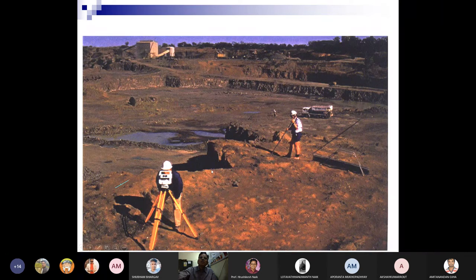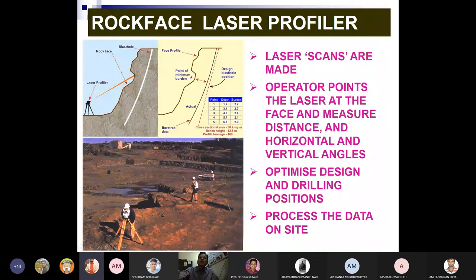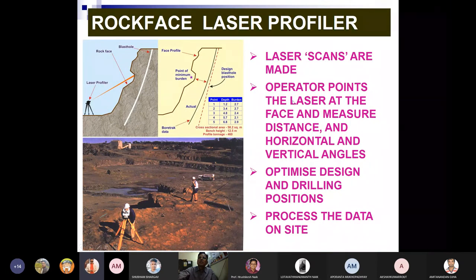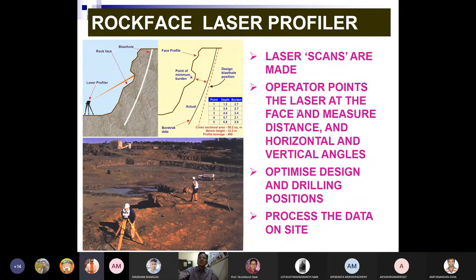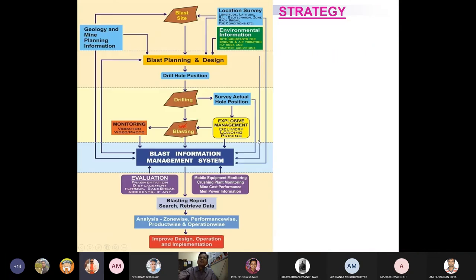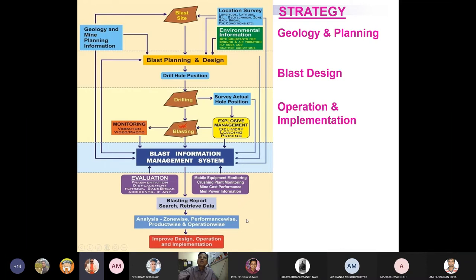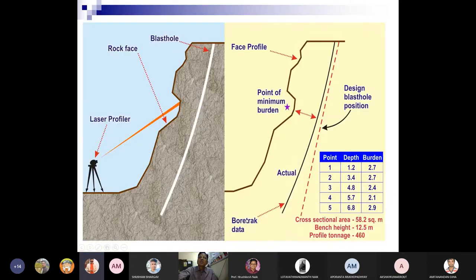These are the mining operations. So rock face laser profiler is used. Laser scans are made. Operator points laser at the face. This is the strategy of blast site, location, drilling, blasting, etc. Geology and mine planning, blast design, operation and implementation, results and evaluation.